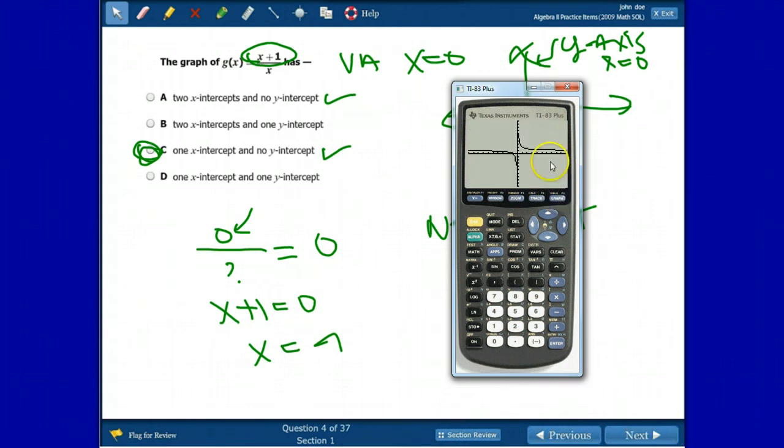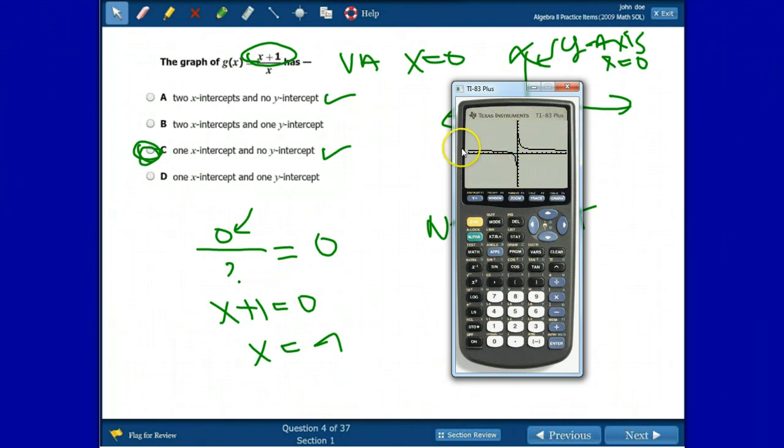Hit graph. Okay, now if you notice, it doesn't hit the y-axis at all. It's kind of tricky, but it really doesn't. It's bending and going right along the edge, and this one is bending, going right up here. So that's describing the vertical asymptote, which we talked about before.